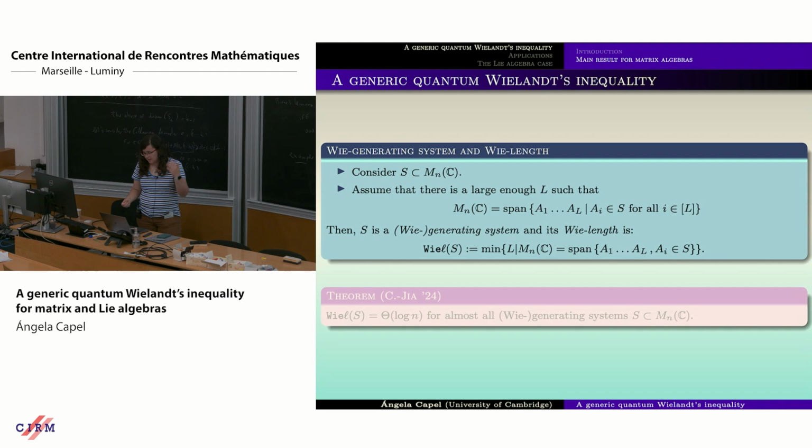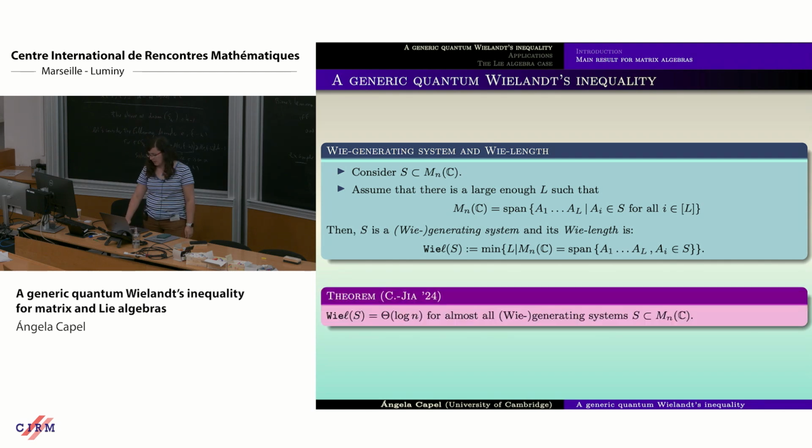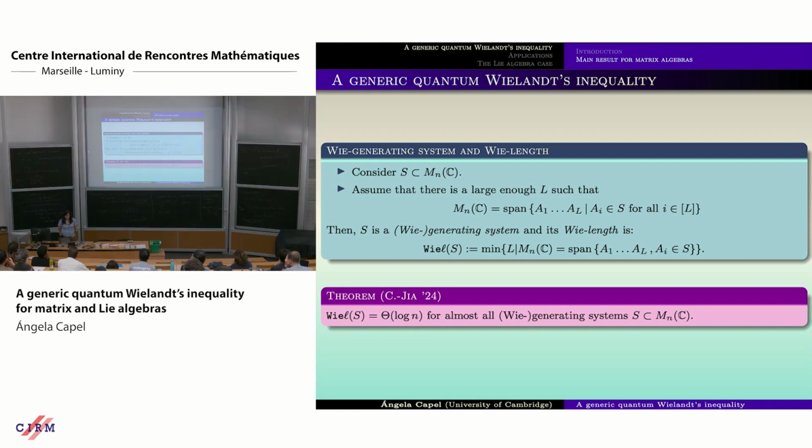So then, of course, the V length of a V-generating system is going to be the minimum L for which all the possible words on these letters are spanning the whole matrix algebra. So this is the natural definition that we have for this concept. And then what we can see is that the V length of any generating system is going to be of order theta log of n for almost all V-generating systems.